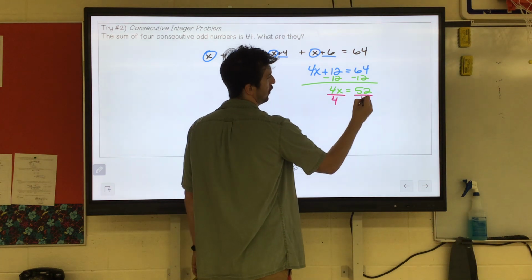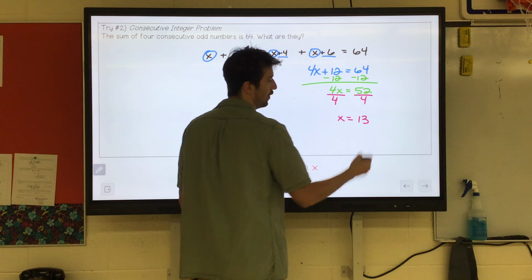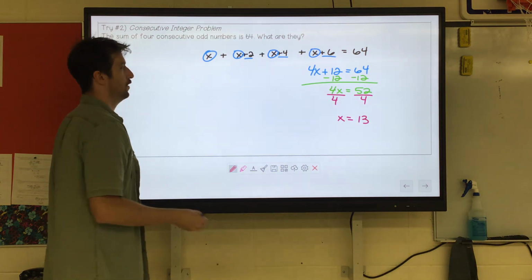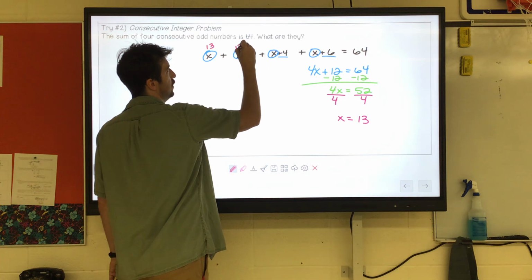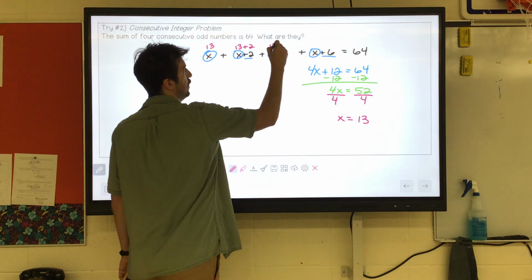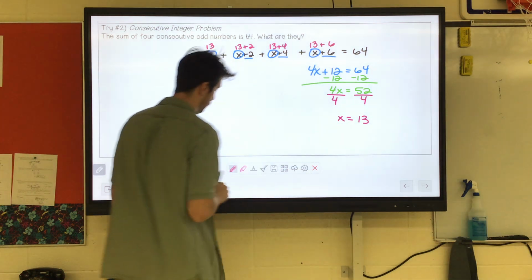There's 52 cards in a deck. There's 4 suits. Each suit has 13 cards in it. So our lowest number would be 13. This one's going to be 13 plus 2. 13 plus 4, 13 plus 6.